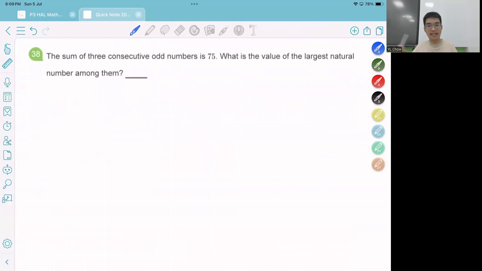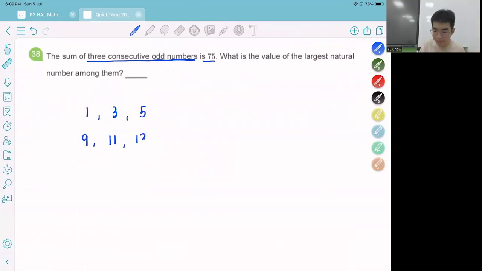Now, this is a slightly weirder question, right? You need to understand the nature of the numbers given to you first. The sum of three consecutive odd numbers is 75. Now, I am giving you three consecutive odd numbers, right? For example, 1, 3, and 5. They are consecutive odd numbers. They are odd and they come one after another, right? Another example would be 9, 11, 13.